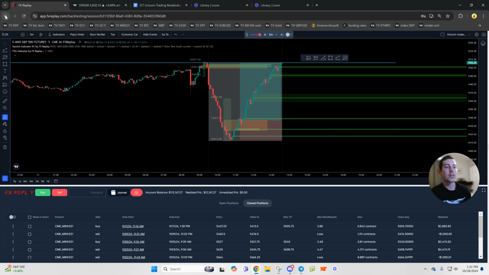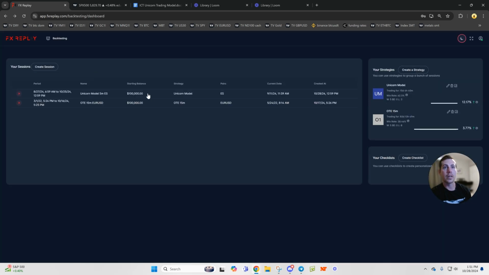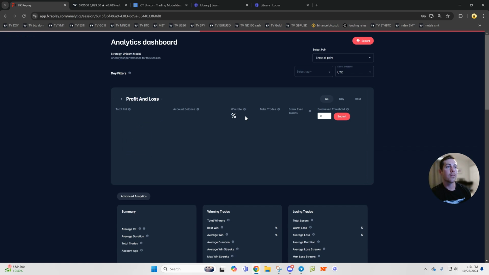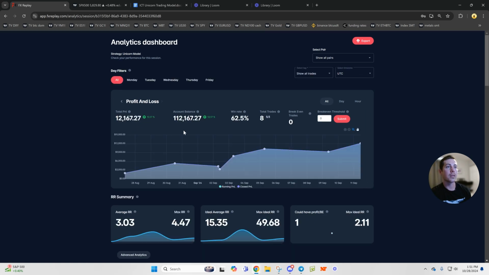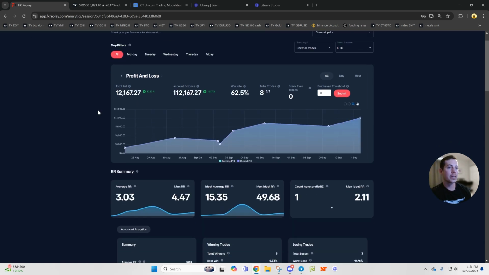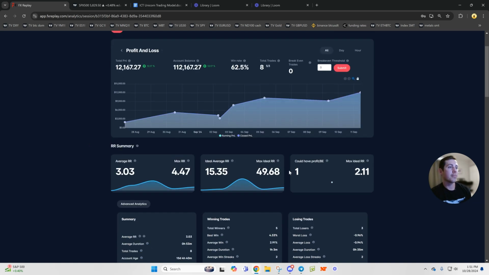So let's go ahead and take a look at our analytics. I honestly feel pretty good about this strategy from the limited backtesting that we had with it. We did 8 trades. We had a 62.5% win rate. I didn't do any trade management whatsoever. I think we had that one trade that went to our initial liquidity level and then came back on us. Average of 3.03R, which is honestly pretty great.